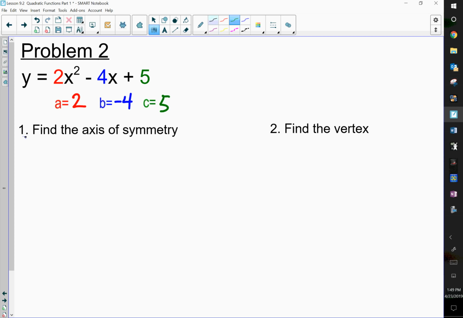Now, I've color-coded these, but that's not how your assignment will be. That's not how the test will be. So I'm trying to get you to see the a, b, and the c clearly.